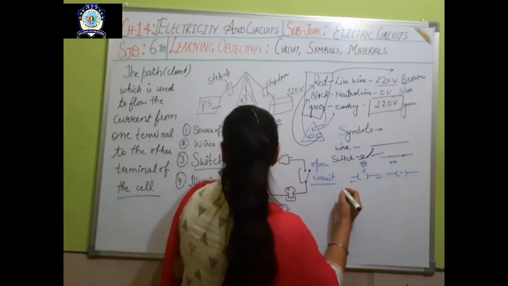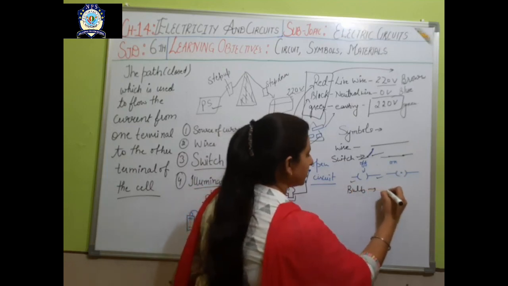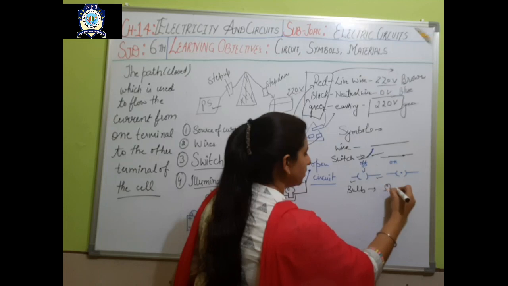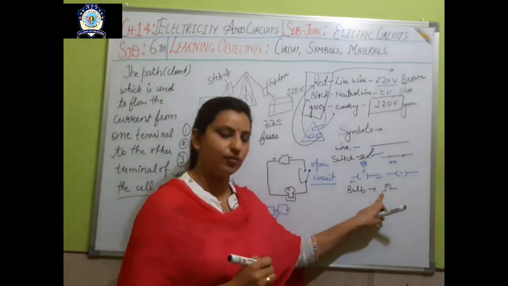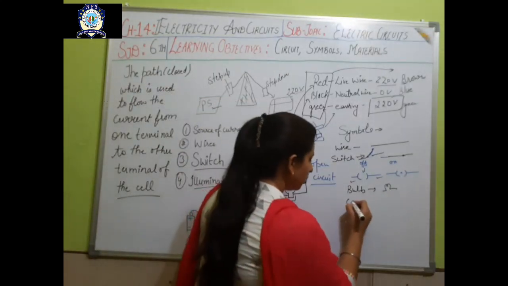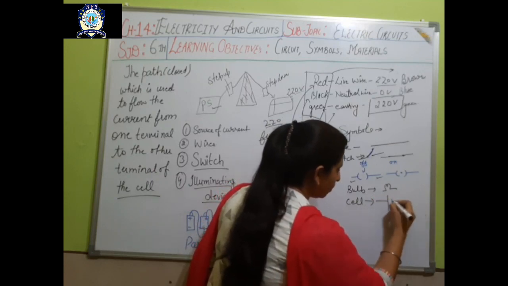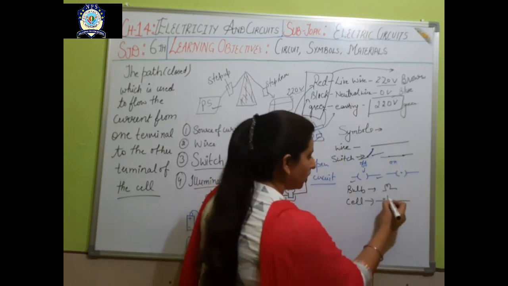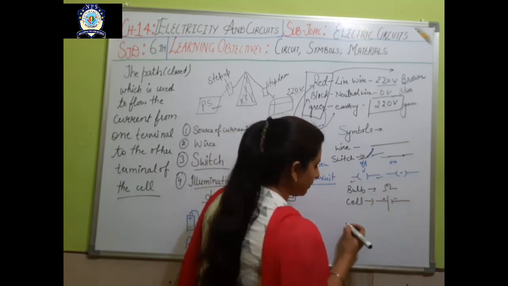Then for the bulb you will use such kind of symbol. Okay, now the question is, what do you use for the cell? This type of symbol you can use for the cell. The longer line is for the positive terminal and the shorter one is for the negative terminal.